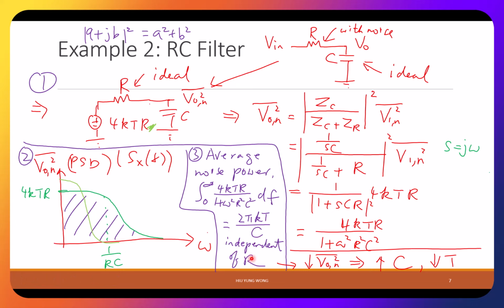Okay? So how can I further reduce the noise? I can increase the capacitor, right? Or I can also reduce the temperature, right? Because if I reduce temperature, then I have less thermal noise. Makes sense, right? Increase capacitor, I can push this more to the left without changing the peak, the top, right? The top is 4kTR, right? If I increase the capacitor, you won't change this one. So as a result, you have a smaller area.